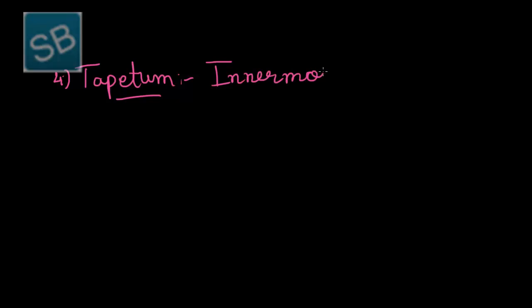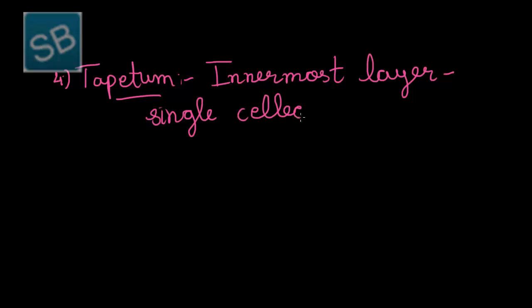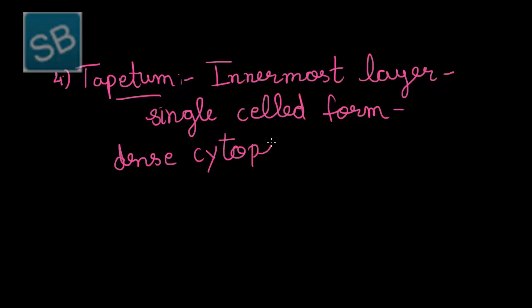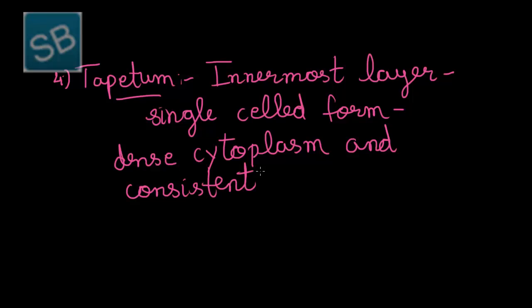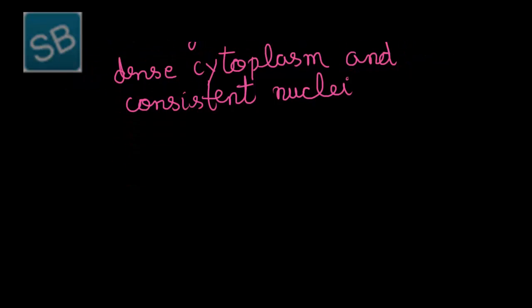Which is followed by the fourth and the innermost layer known as tapetum. Tapetum forms the innermost layer, which occurs in a single-celled form, that contains dense cytoplasm and a consistent nuclei. The main function of this tapetum is to provide nourishment to the pollen grain.